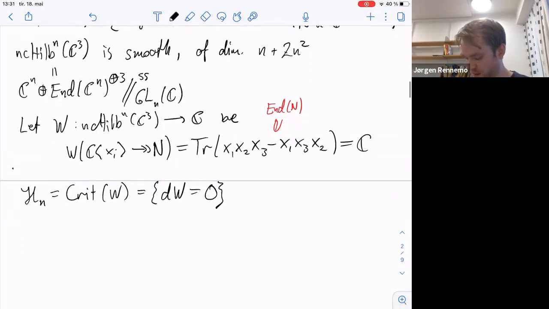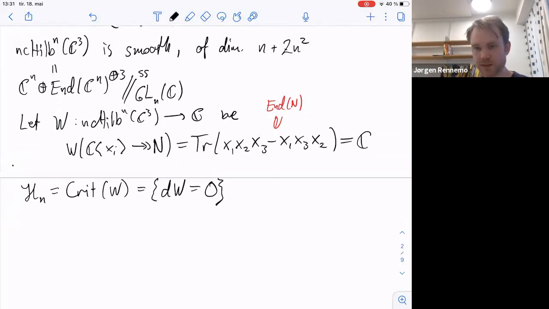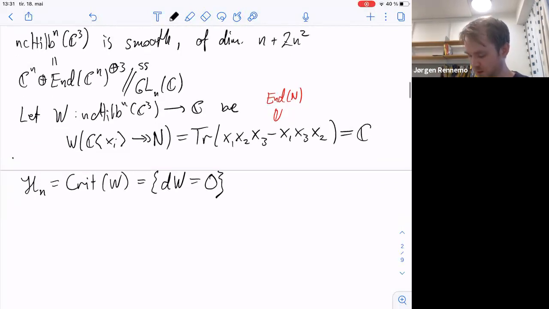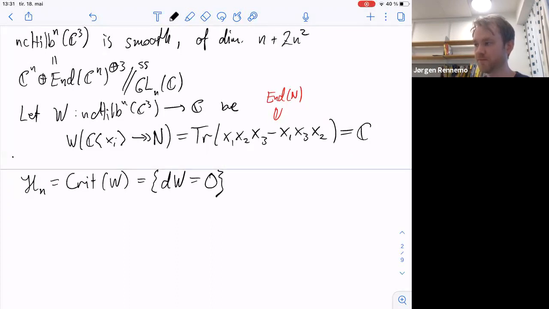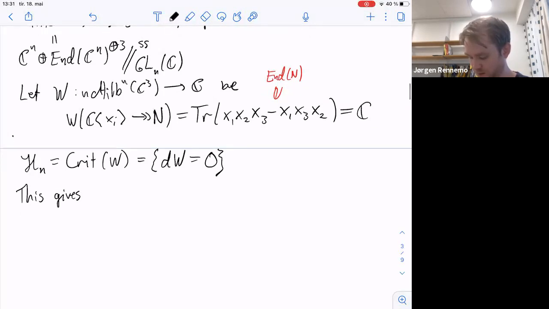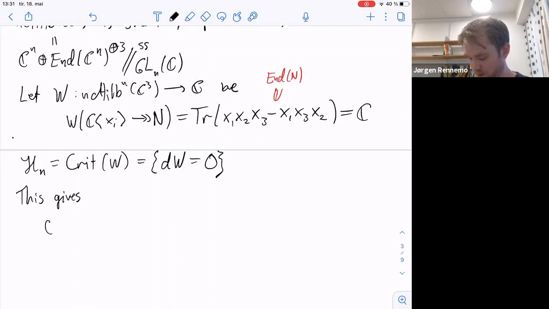Now, the idea of the virtual structure sheaf is that it's what the structure sheaf would have been if the equations cutting out Hn were transverse. This at least makes it plausible, and we can justify it rigorously, that the virtual structure sheaf here is given by a crucial complex description.